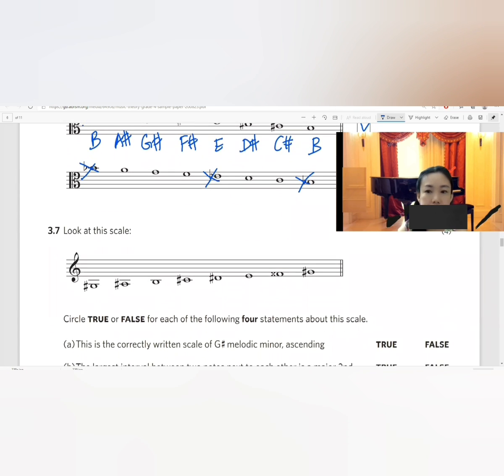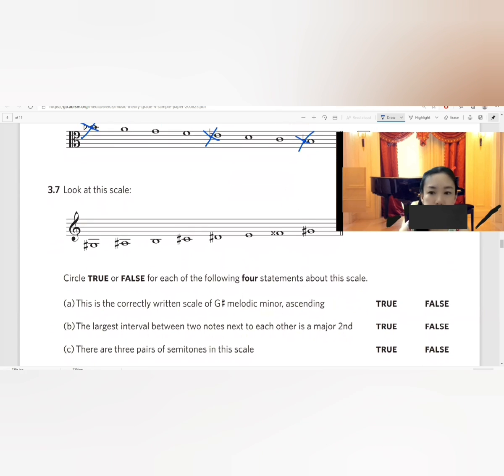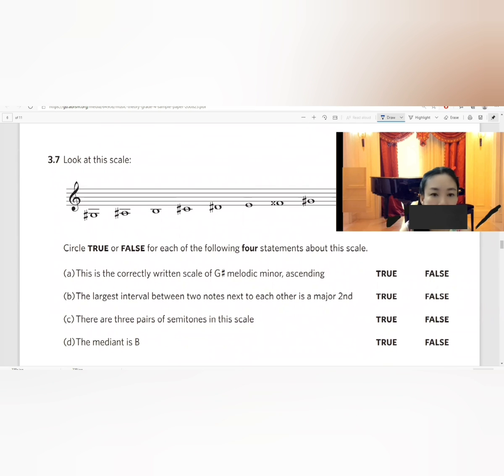Look at these scales and answer true or false. This is the correctly written scale of G sharp melodic minor, ascending. For G sharp minor, we have 5 sharps: F sharp, C sharp, G, D sharp, and A sharp. In ascending scales, we need to raise the 6th and 7th notes. In G sharp minor, the 6th and 7th notes are the two notes before G sharp, which are E and F sharp. So E and F sharp are the 6th and 7th notes that we need to raise.